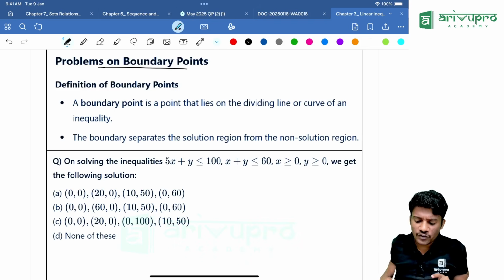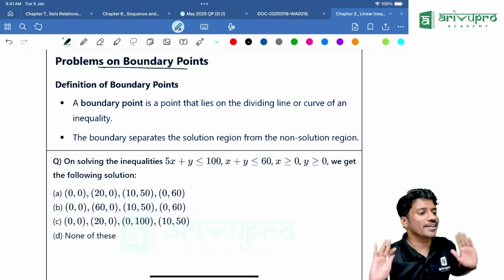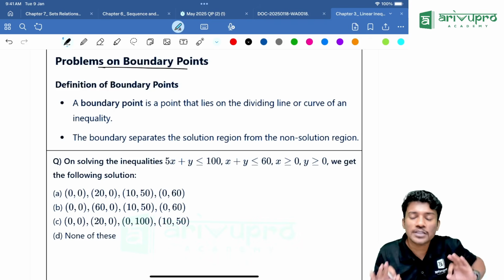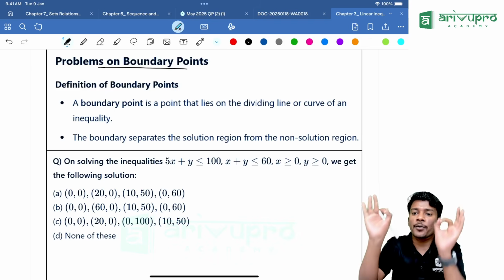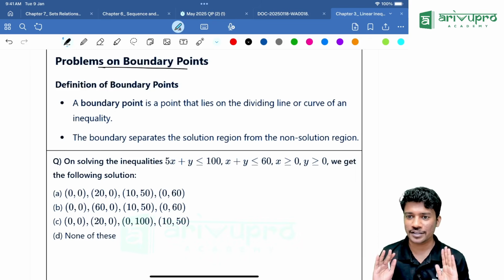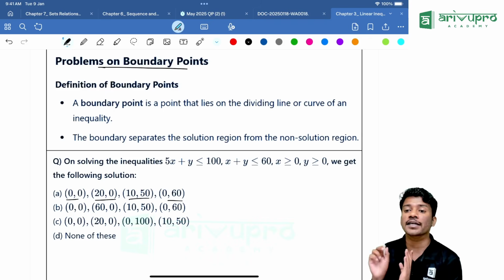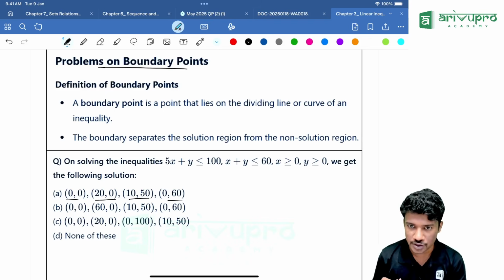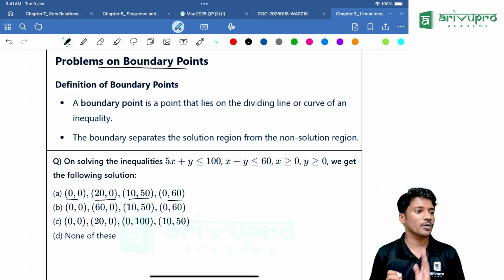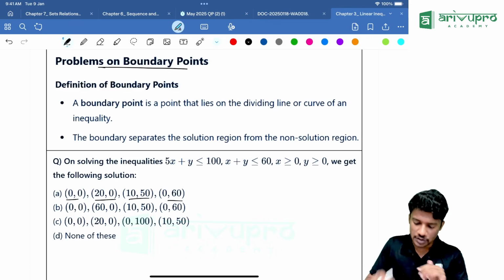We will check which equations are getting satisfied. All the points should satisfy all the given equations. Whichever points satisfy all the equations, that's our answer. Got the point? Whichever given data points satisfy all the given inequations, that's our answer. Not equations, inequations. Whichever inequality is satisfied by them, that is the answer. Now check.